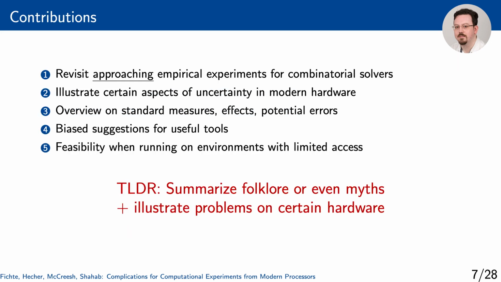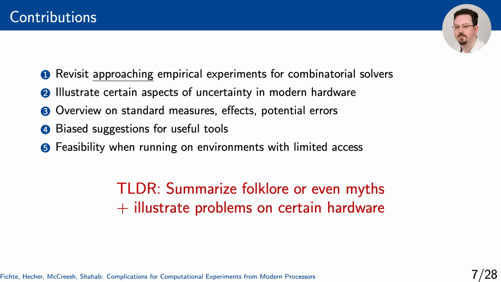Our contributions in this paper are to revisit the approach we take to empirical experiments for combinatorial solvers, and to illustrate some of the aspects of uncertainty that arise in modern hardware. We give an overview of some standard measures, their effects and potential errors, and some biased suggestions for useful tools when running experiments. We also look at the feasibility of carrying out experiments when you only have limited access to hardware.